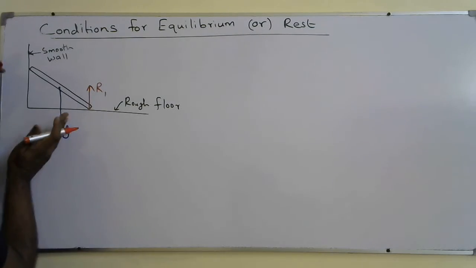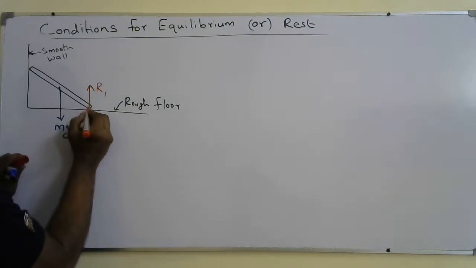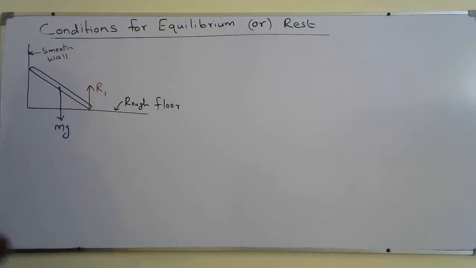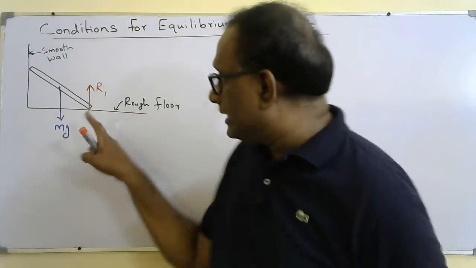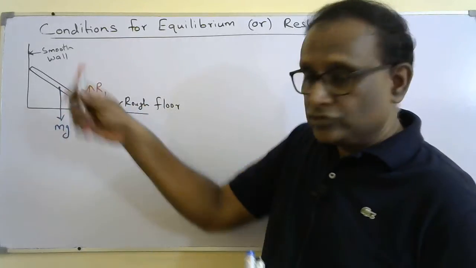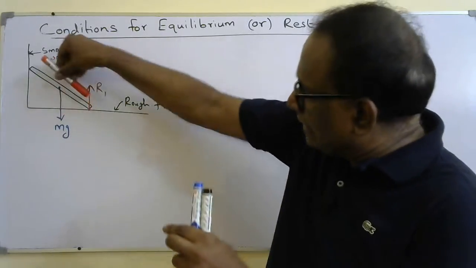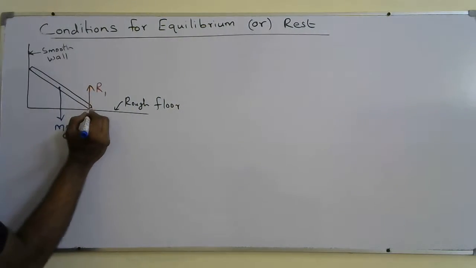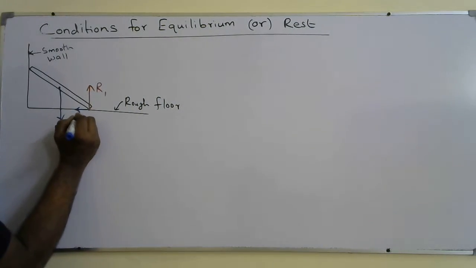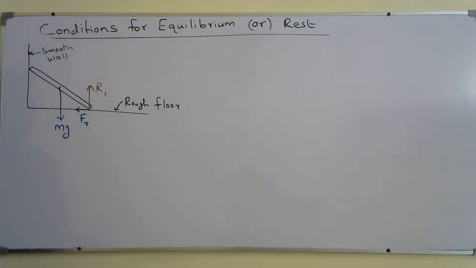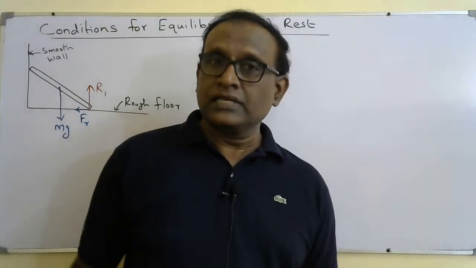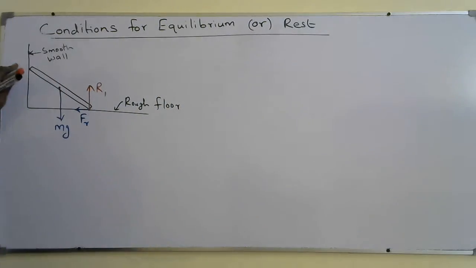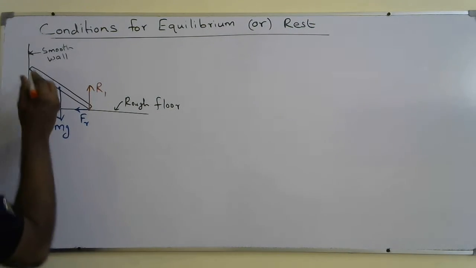The rod will try to slip and fall towards the right. This edge where it's touching the floor, the lower edge of the rod, will try to slip. You can see when you keep a rod like this it will try to slip like this. So the friction will act towards the left. I'm showing these forces on the rod. The friction, Fr, will act towards the left. It's a rough floor. But the wall is smooth, so there won't be any friction, but there will be a normal reaction from the wall in this direction, let it be R2.